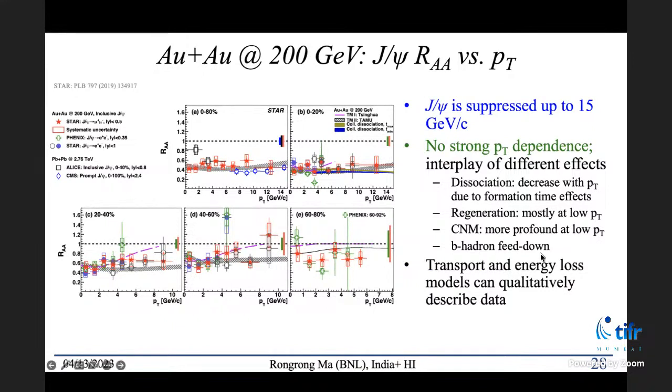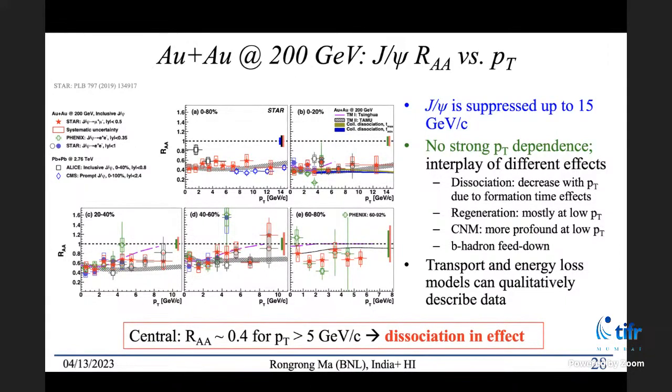Then we can also compare to different transport and energy loss models. We have two transport models from Tsinghua and Texas A&M, shown as the black hatch and the magenta line here. We also have some energy loss calculations, shown as the solid bands here, which are probably hard to see. They only show at high pT, and all of these models seem to agree with data reasonably well. Nevertheless, I think the conclusion we can see here is that at high pT, we see RAA is about 0.4.